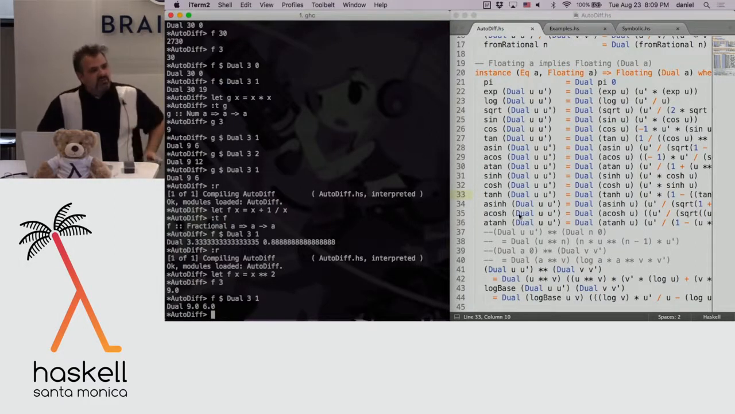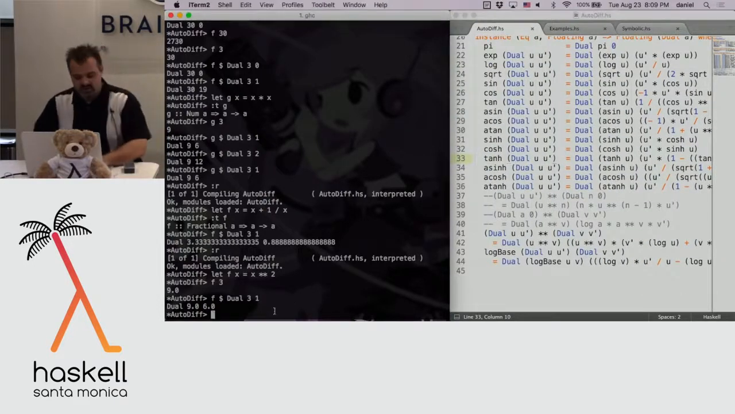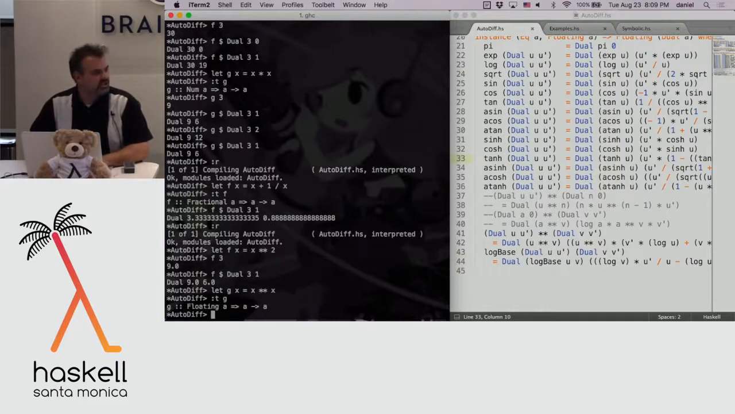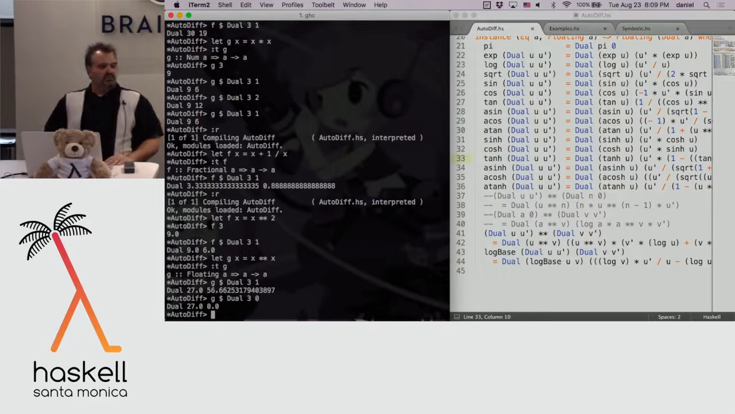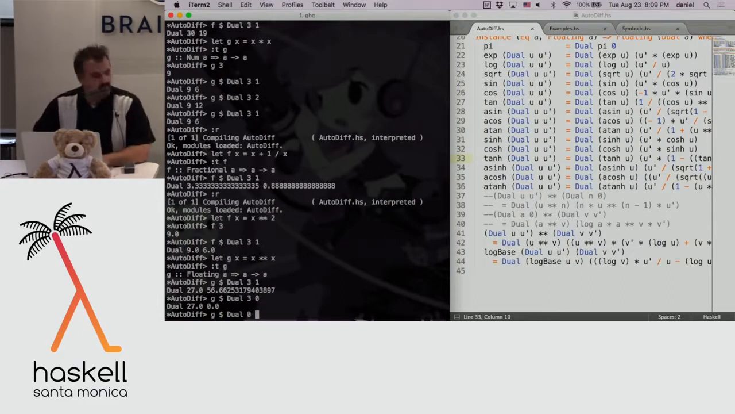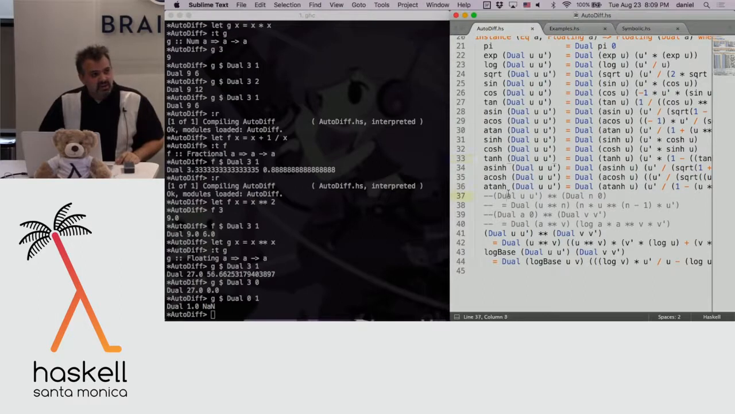Actually, where does it break? Where's the division? Try it with x to the x. Let g x equal x to the x. The type of g is, yeah, okay, that's great. So it works fine. But what if, and that works fine. Then we get dual 1, not a number. So then it doesn't look like it works fine. The thing is, I don't think uncommenting these is going to fix your problem. Let's try that.